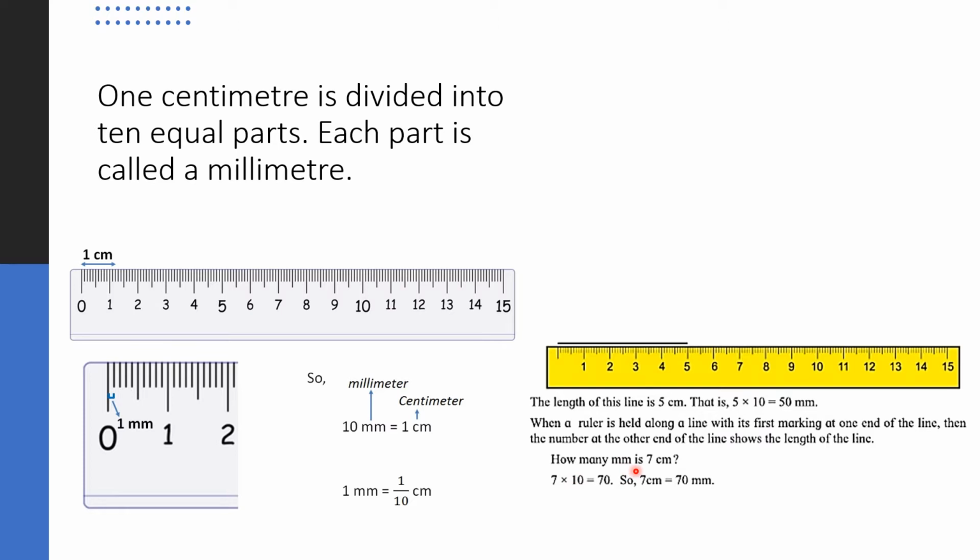How many millimeter is 7 centimeter? If we want to convert 7 centimeter into millimeter, we will multiply 7 into 10. So we will get the answer 70. So 7 centimeter is equal to 70 millimeter.